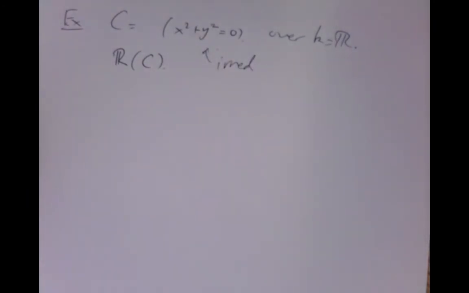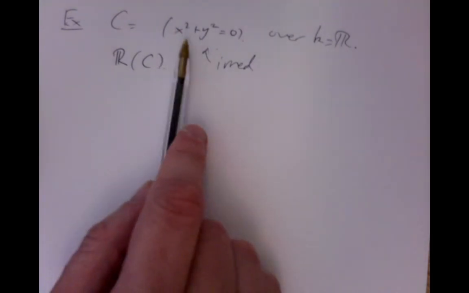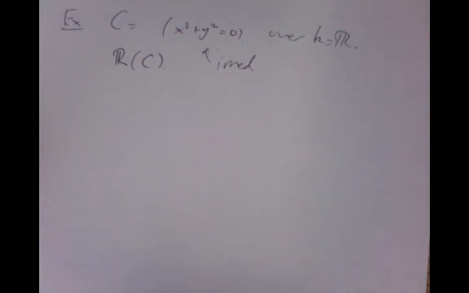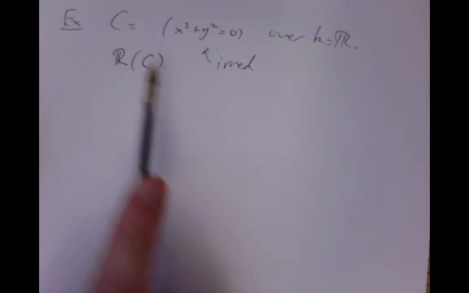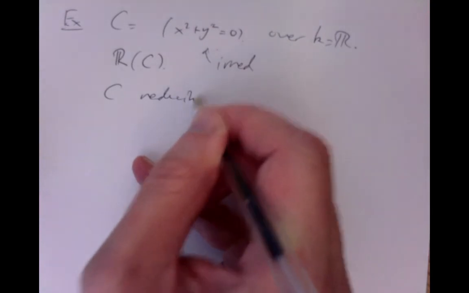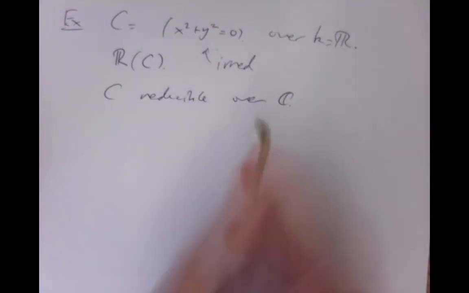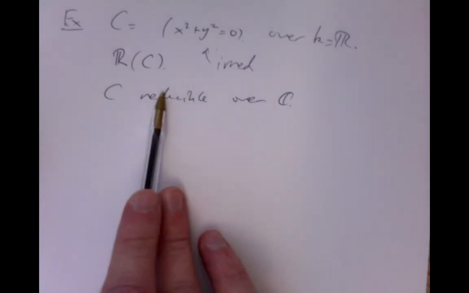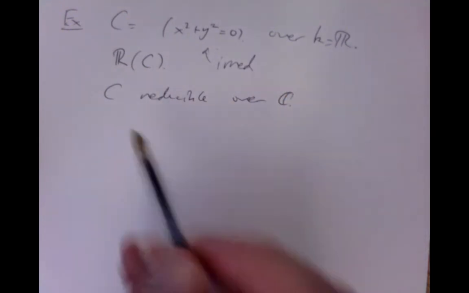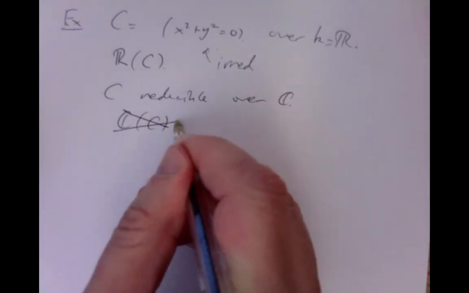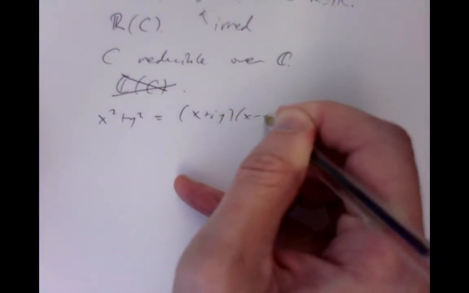It doesn't split over the real numbers into a product of linears, because otherwise it would be a pair of lines. So it's irreducible, and so it has this field. We said that these were defined for irreducible curves. We didn't know what to do with them if they were reducible. But the weird thing is that C is reducible over the complex numbers. It's a reducible curve over the complex numbers, just not over the real numbers. So it has a field of rational functions over the real numbers, but it doesn't have a field of rational functions over the complex numbers, which is sort of strange. Why is it reducible? Because simply x squared plus y squared splits into x plus iy and x minus iy.